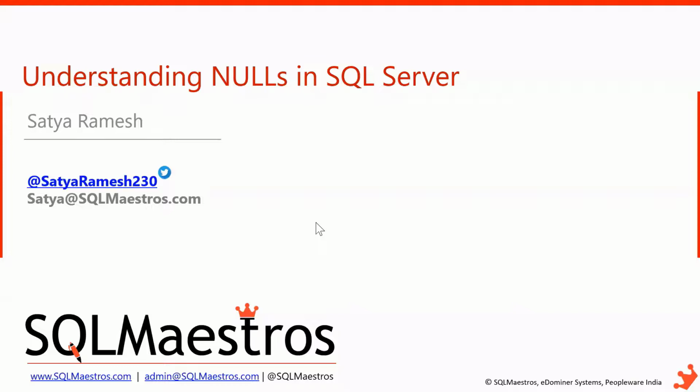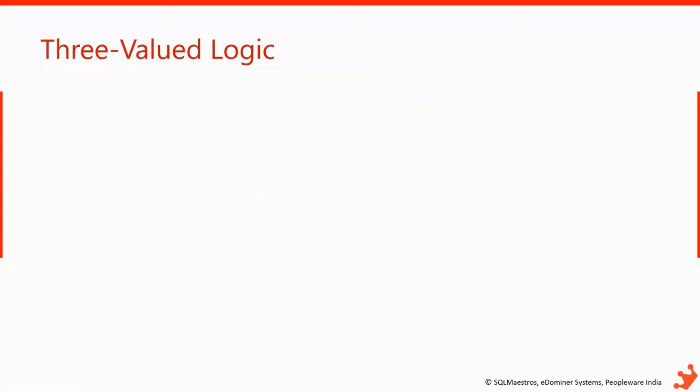So before we move to what is null, let's understand this thing called three value logic that exists in SQL Server. How many of you already know about this three value logic? Please respond in the chat window.